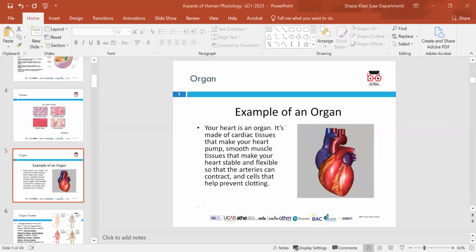So now we're going to go on to organs and the example of what an organ is. Here the example that's given is the heart. Organs are made up of the body, and your body can't function without them. It could be your brain, and like they've put in the diagram, an example could be your heart, the lungs, the stomach, the liver, the kidney. These are different types of organs.